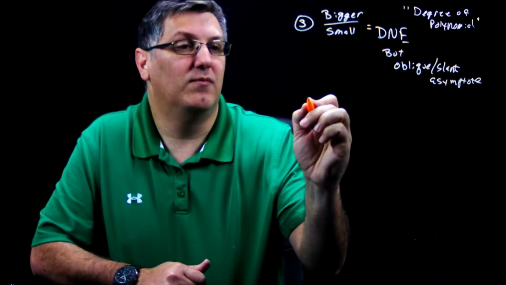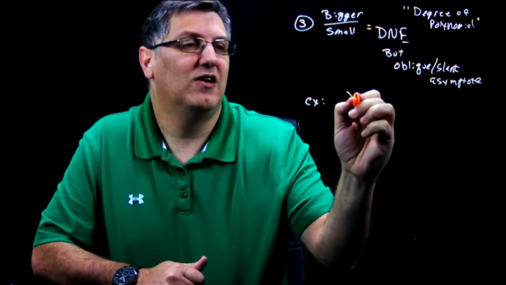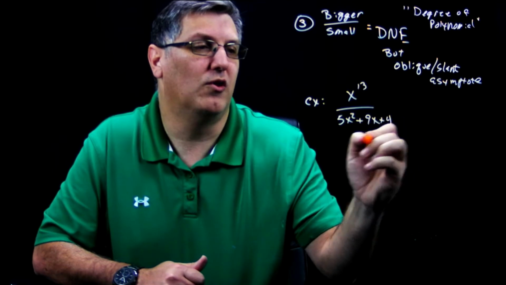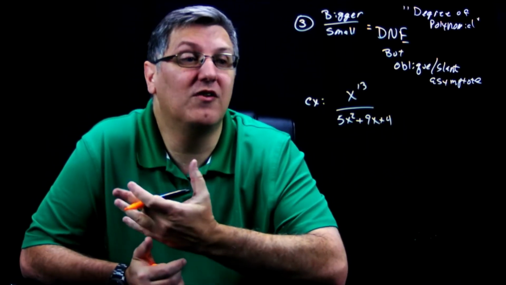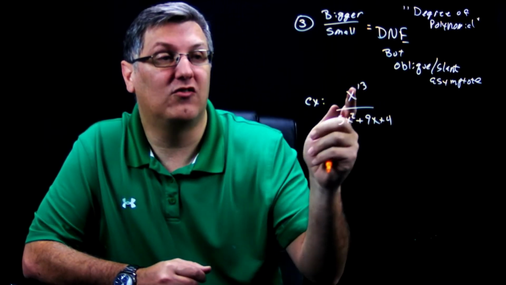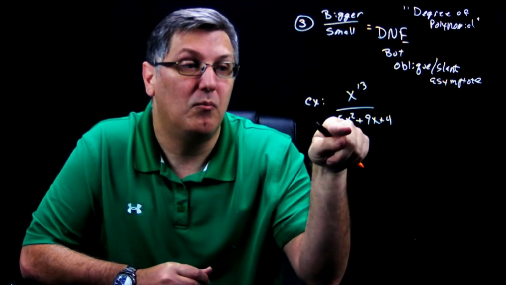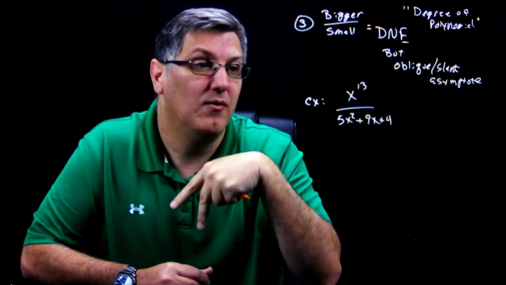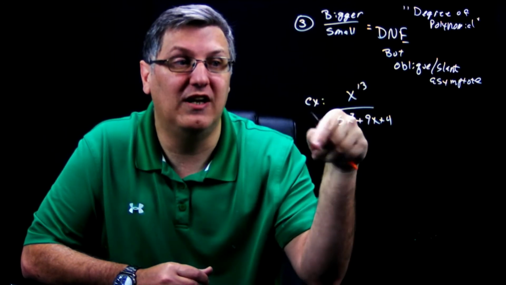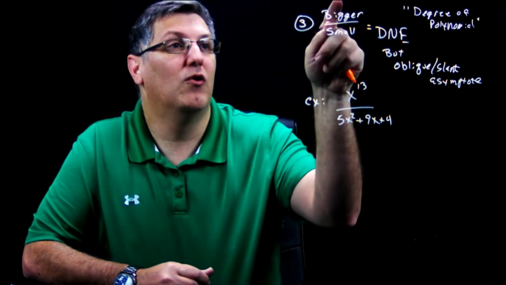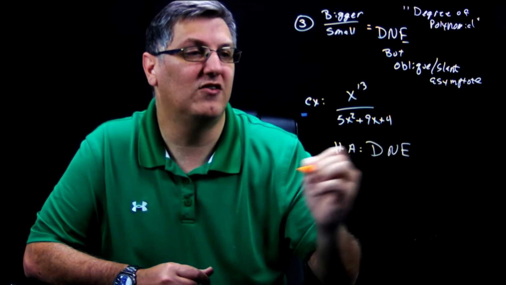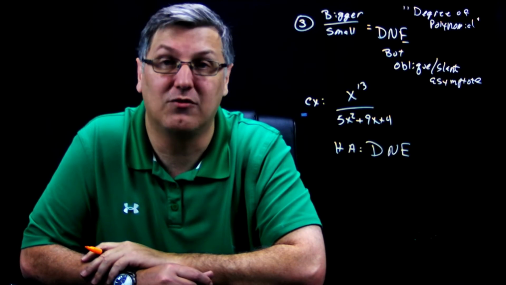So let's look at an example. If I have something like x to the 13th over 5x squared plus 9x plus 4, well, we know the number of terms doesn't matter. It's just the degree of the polynomial, which is the highest exponent. My highest exponent on top is 13, so my numerator has a degree of 13. My highest exponent in the denominator is a 2, which means that my degree of the polynomial on the bottom is 2. Last time I checked, 13 is greater than 2. Therefore, we're in this bigger than smaller case, and my horizontal asymptote does not exist. And in other videos, we will show you how to find the oblique asymptote.